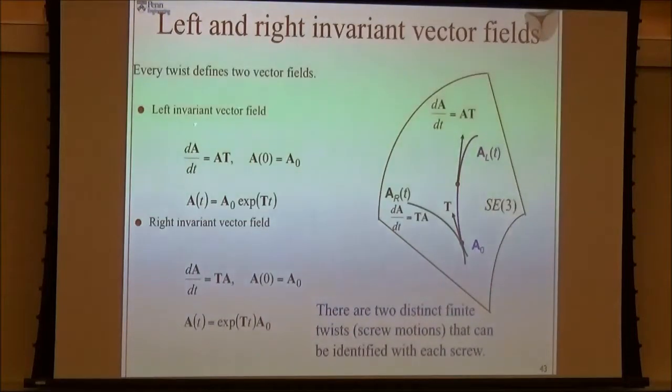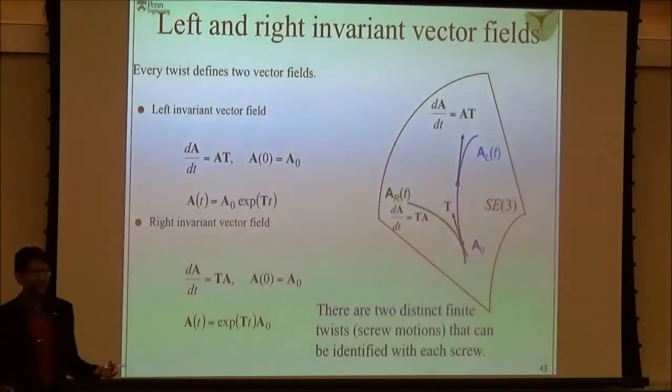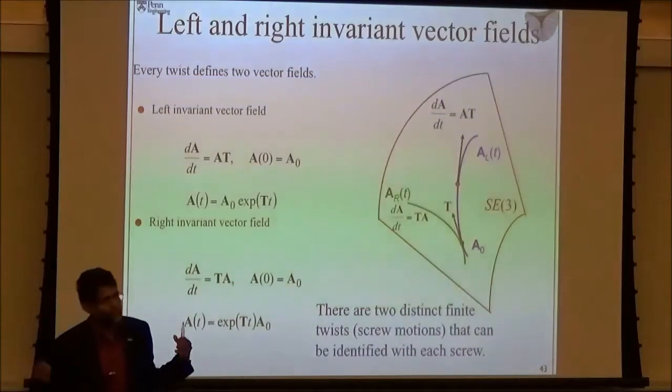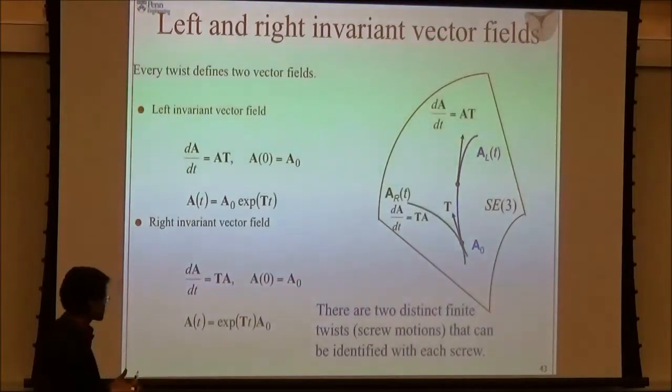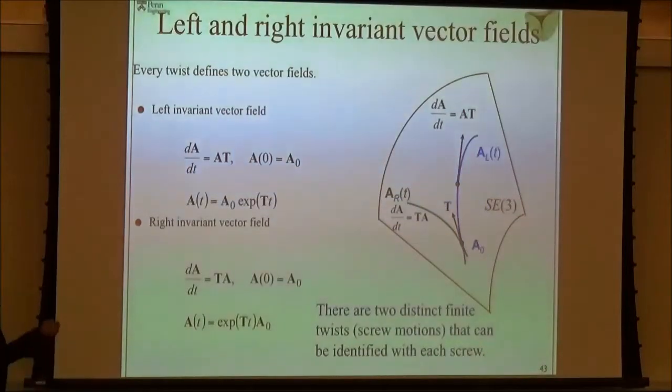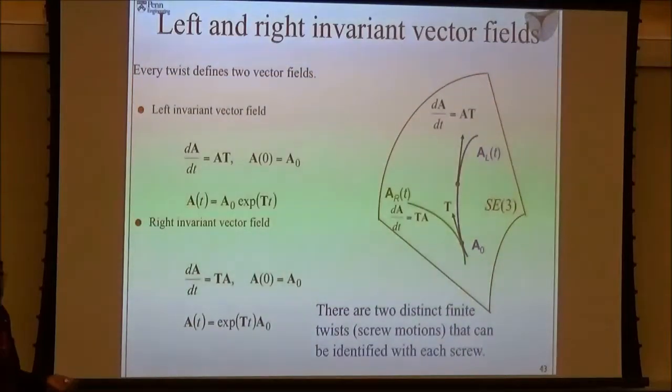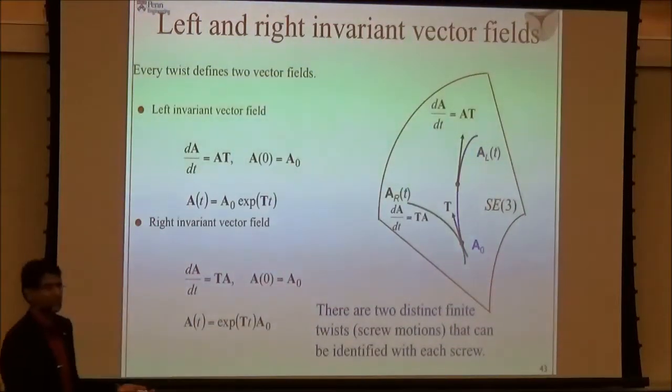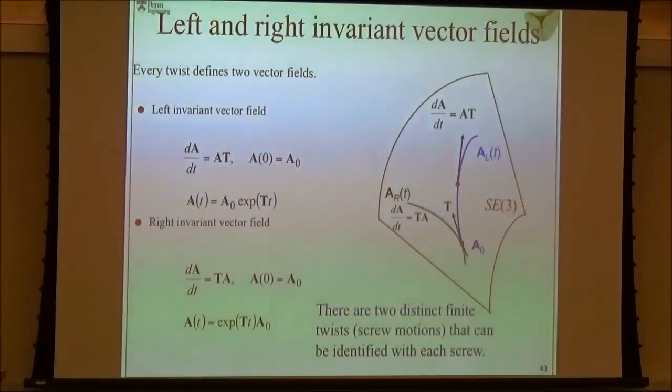So in one case, you get a vector field that's left invariant. In other words, if you change your origin by a map which corresponds to left multiplication, the vector field stays the same. In this case, it's called right invariant because it's invariant to right multiplication. I'll show you what this means in a minute, but the main thing I wanted to convey is that if you're given a twist, there are two natural ways of producing vector fields and integral curves. One is this one, the other is that one.